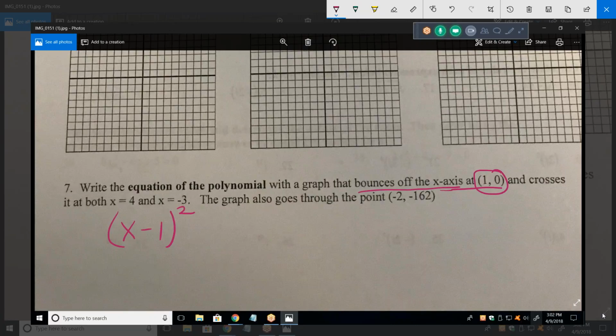Now it crosses the x-axis at both 4 and 3. So what would be those two factors? Excuse me, 4 and negative 3. x minus 4 and x plus 3. And it crosses the axis at both points, meaning what? It would have to be an odd. Correct. And they don't really tell us whether it's 1, 3, or 5. So I would assume that the only thing we can assume is that it's 1. So that's our function.